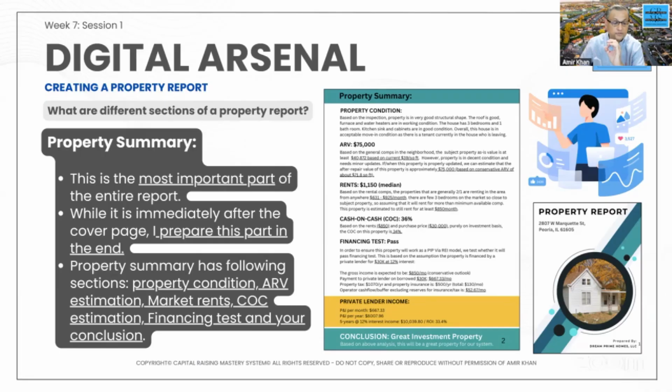Property summary has the following sections. Property condition, you're going to talk a bit about what the condition is. You're going to talk about after repair value estimations. You're going to talk about market rents, cash on cash estimation. Some investors like that. They want to know that. Financing test and your conclusion. When I say financing test, I'm really talking about a very brief cash flow analysis, a very simplified version. All right. So that's page 2.